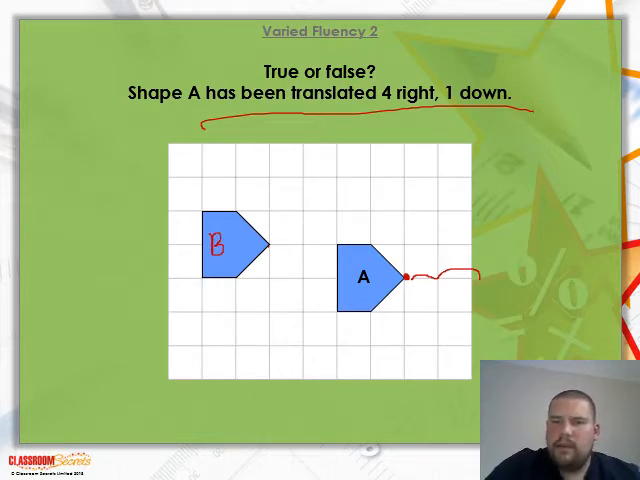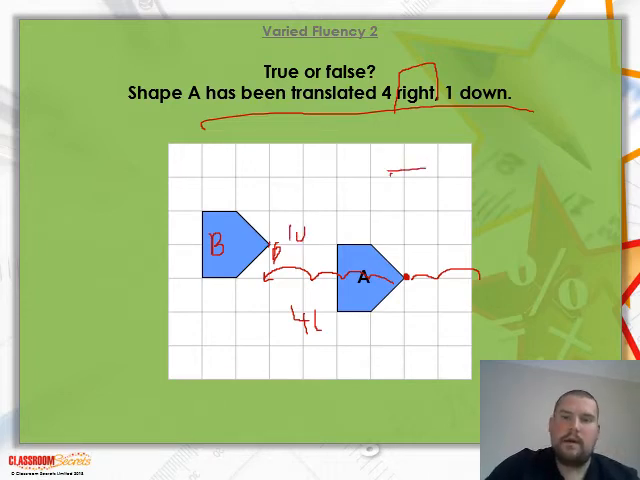So we don't need to go right. Instead, we might have needed to go 1, 2, 3, 4 left. So that would be 4 left, and then if we go 1, that would be 1 up. So this one here would be false, big F for false. False, it would be 4 left and 1 up.